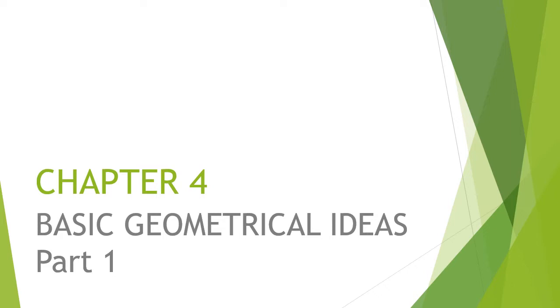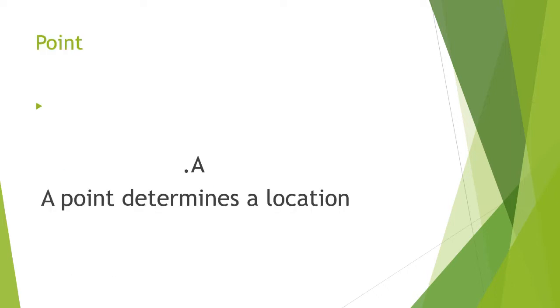Chapter 4, Basic Geometrical Ideas, Part 1. In this chapter, we will learn about basic geometrical concepts. Point. The simplest geometrical form is the point. A point indicates an exact location of something. In geometrical figures, a point is denoted by English capital letters like A, B, C, etc.